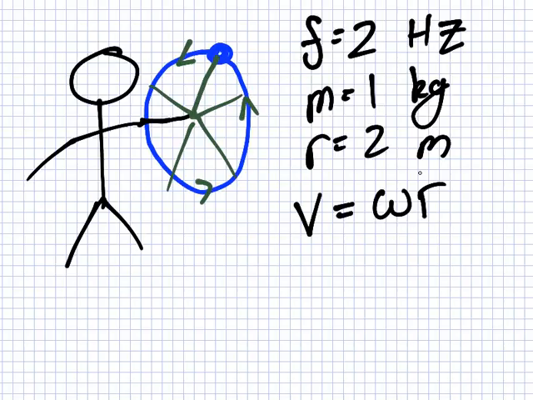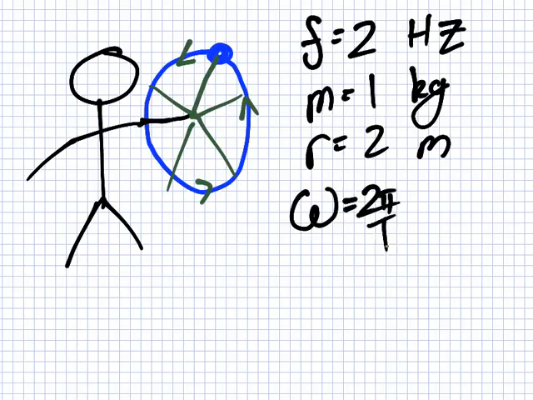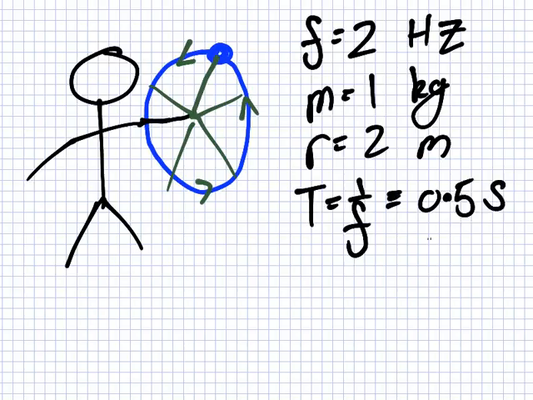Before I can get this, I need to know the omega. What formula gives me omega? Omega equals 2 pi over T. Do I know the T? No. So before I can do this, I need to know what the T is. The T equals 1 over f, which equals 0.5 seconds. The omega equals 2 pi over T, which should be 4 pi.